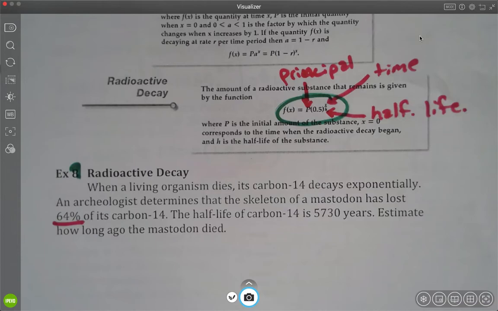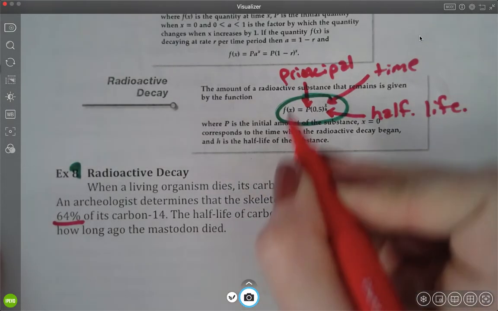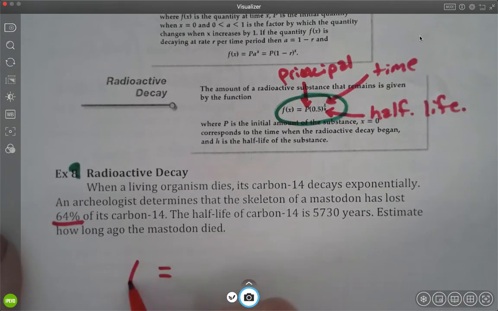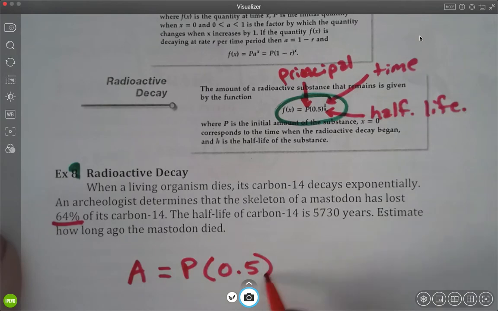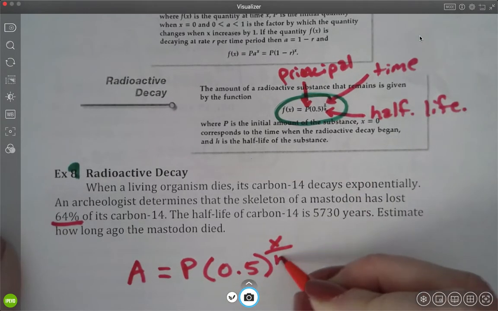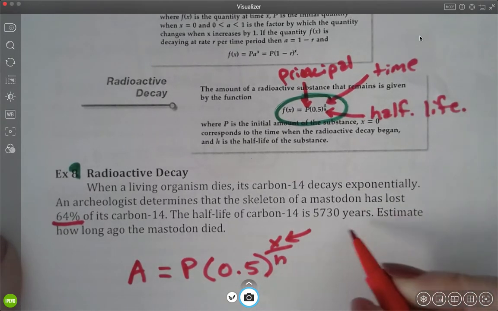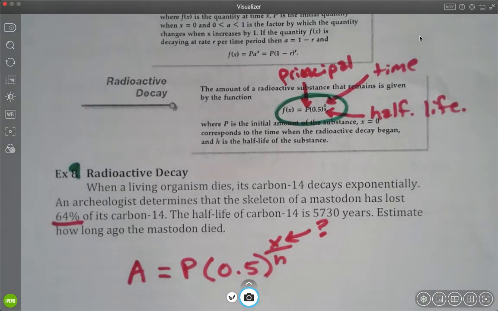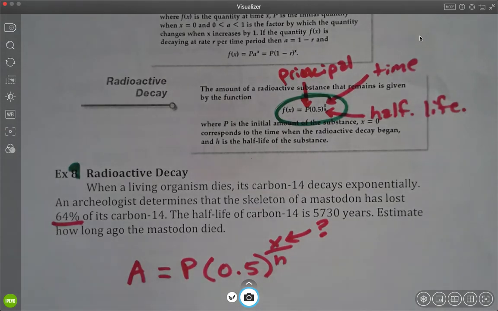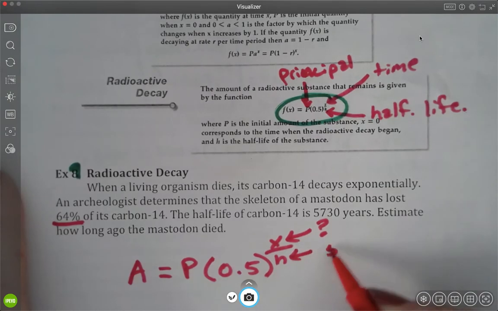Okay, here's the tricky part. In my formula, I'm just going to write this out: A equals P times 0.5 to the X over H. X is how long. Estimate how long. This is what we don't know. I'm just rewriting the formula. X is what we don't know, but we do know the half-life of carbon-14. We do know that this is 5730.